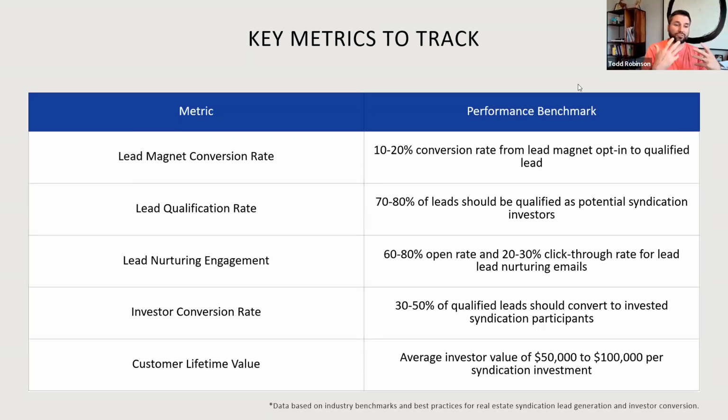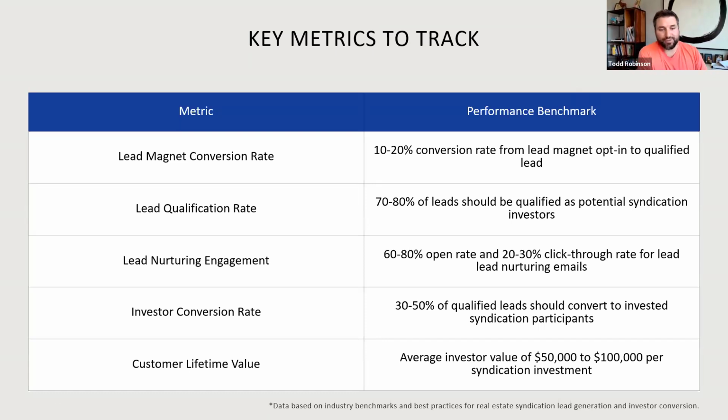And then as soon as they come into your ecosystem, they are warm, they are ready to invest, and it's like shooting fish in a barrel, guys. I'm telling you, once this process is in place, 70 to 80% of the leads should be qualified as potential syndication investors, and you do that by pre-qualifying them on the front end. So you're qualifying them when they opt in and fill out the forms, to make sure that they're already ready to go.